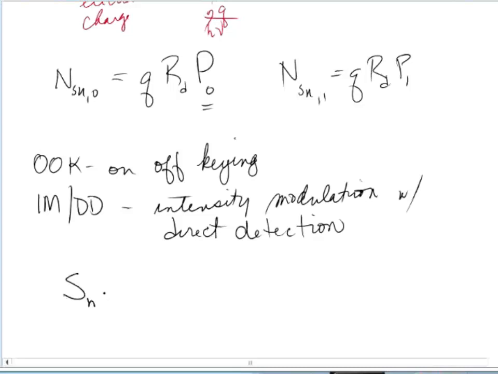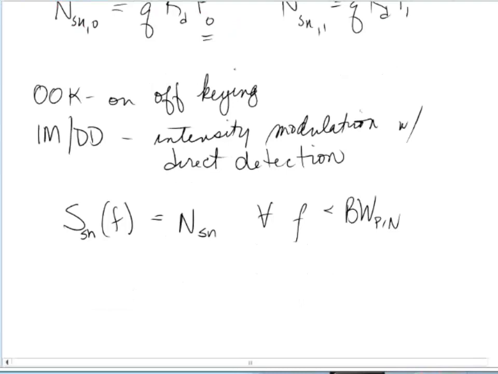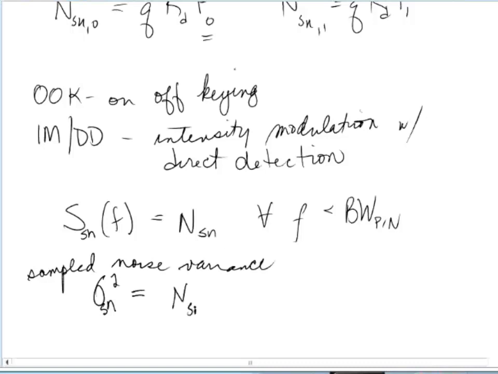Again, the power spectral density of the shot noise is just flat over all frequencies, or maybe we'll say the bandwidth of the PIN. And so the same as we saw before, the sampled shot noise has variance. So the sampled noise variance is NSN times the noise equivalent bandwidth.